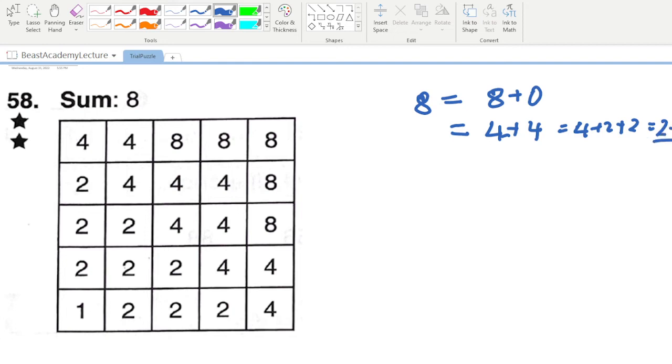5 plus 3 is possible, but do you have 5 in this grid? No. So you don't have to think about it, right? You don't have such numbers. Okay, so now let's see. Let's do the brute force bashing first.